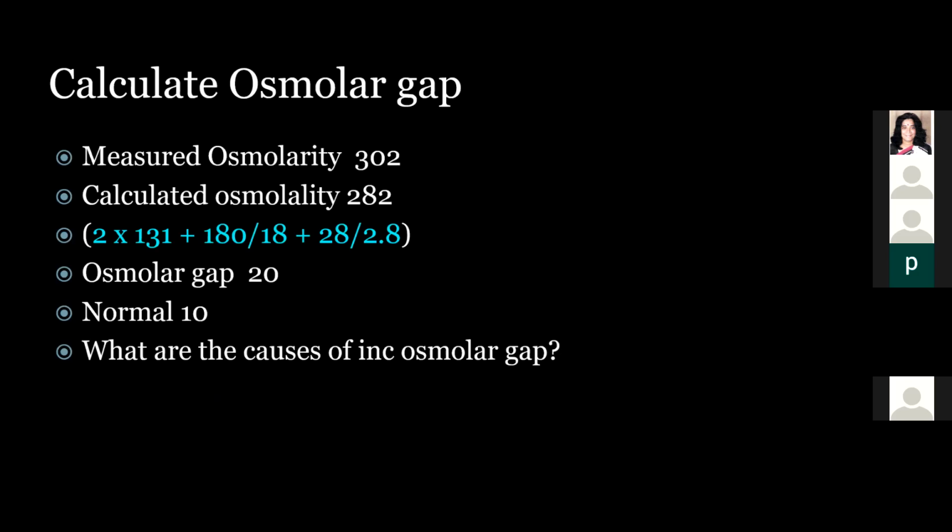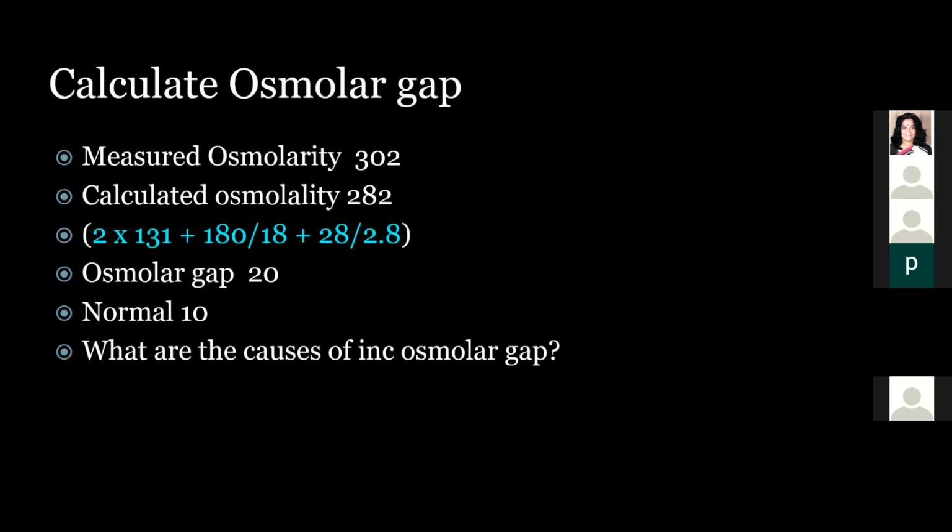The measured osmolarity, which you may do by the freezing point depression or the vapor pressure method, was 302. You can calculate the osmolarity. All of you know, 2 times your sodium plus your glucose upon 18 plus your BUN upon 2.8. So your calculated osmolarity comes to 282. So you have an osmolar gap of 20. Your normal osmolar gap should be less than 10.